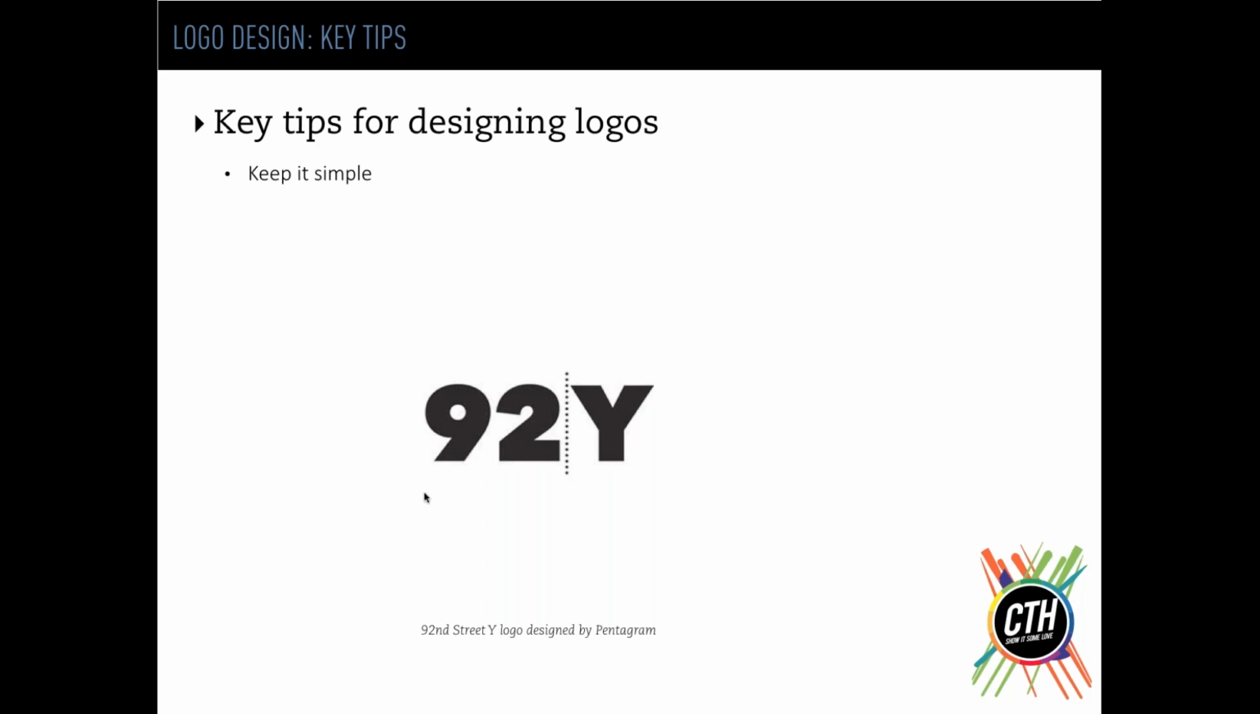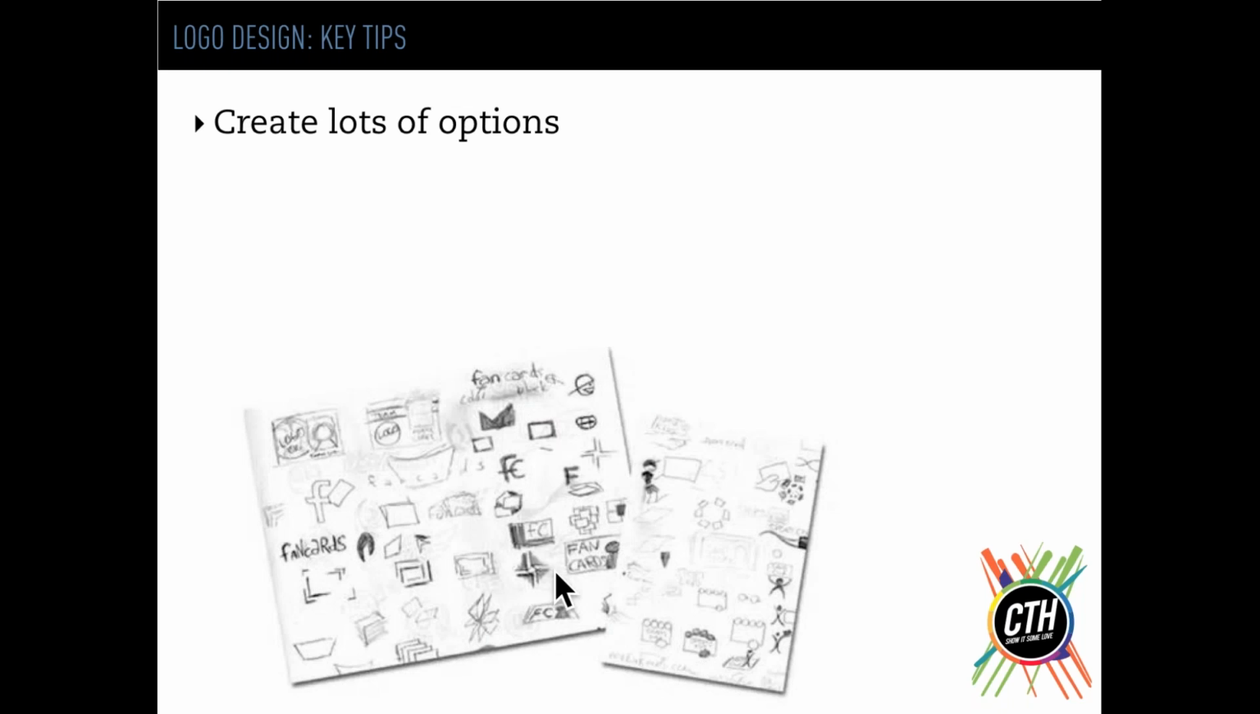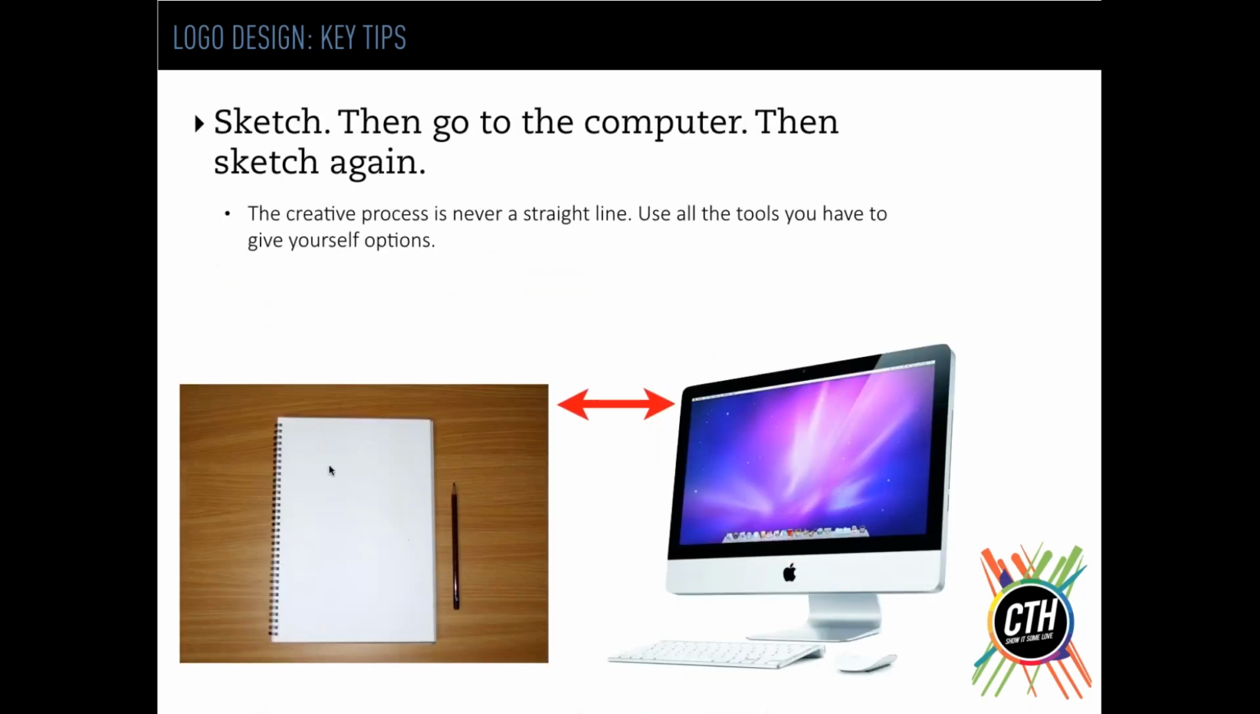All right, more on logos. So keep it simple. These are from Pentagram. You can see they show their logos all in black and white, not even color. So no color to start with. You're just doing a logo icon sketch. You don't have to add type. You don't have to spell out the name of the company. You just want to really create icons and create lots of options. You're going to draw them on paper and pencil and then scan them in.